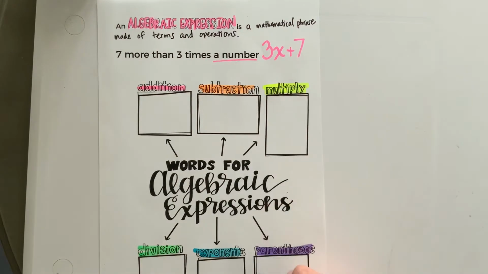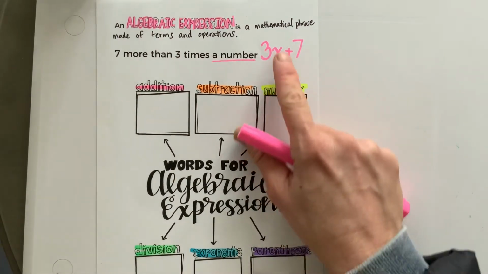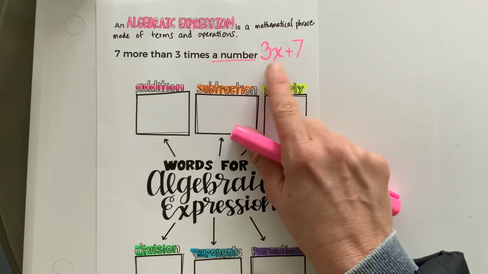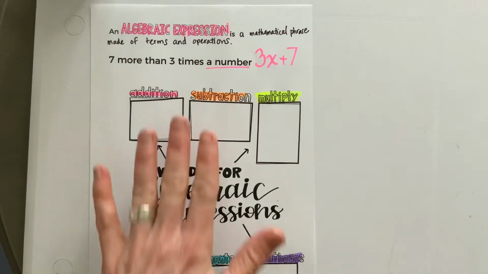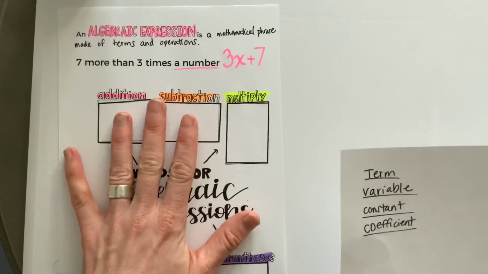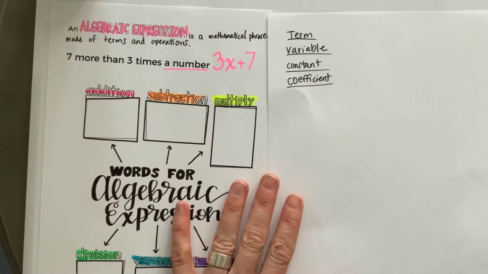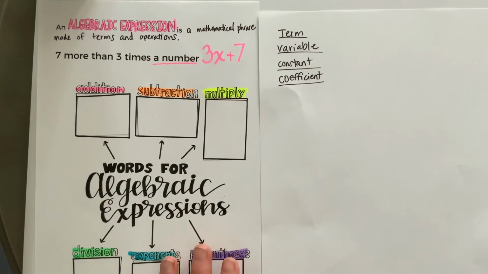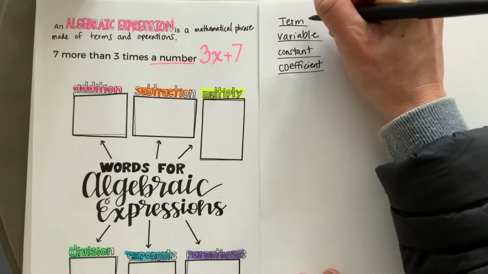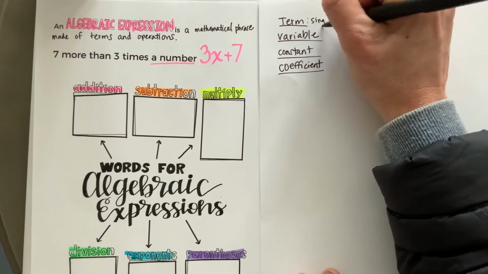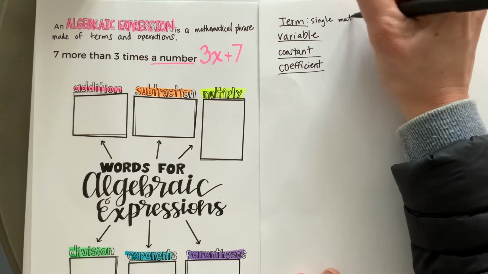Now, this algebraic expression is made up of 2 terms. We have a 3x and then a 7. So go ahead and in your math journal, next to the page where you're planning on writing or gluing in these guided notes, we're going to write down some additional definitions here, just so that we're all really clear on what these things mean. All right, so a term just means a single mathematical object.